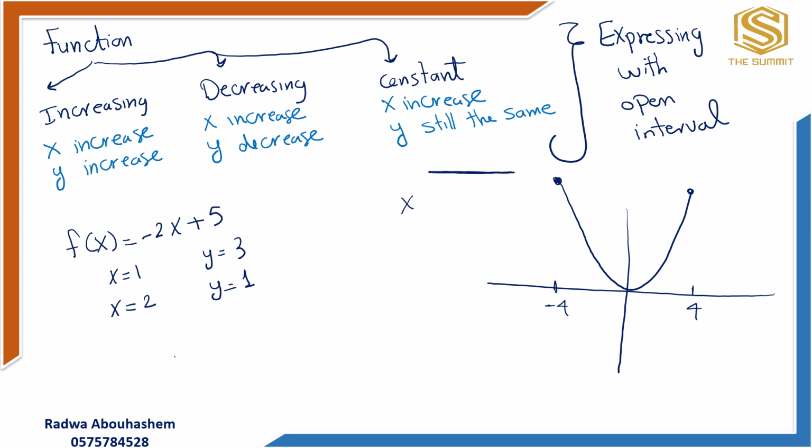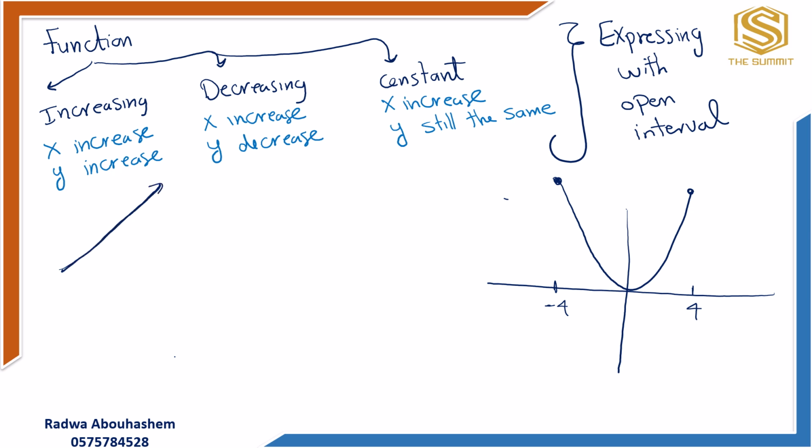So as x equals 1, y is 2. As x equals 2, y still is 2. As x equals 3, y is still 2. This is a constant function. So here, this means that you are increasing, this means that you are decreasing, and this means that you are constant.